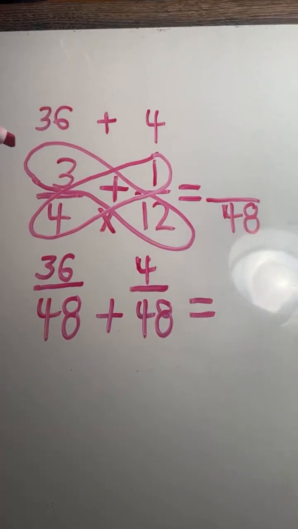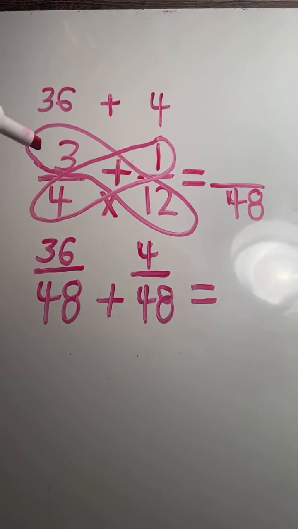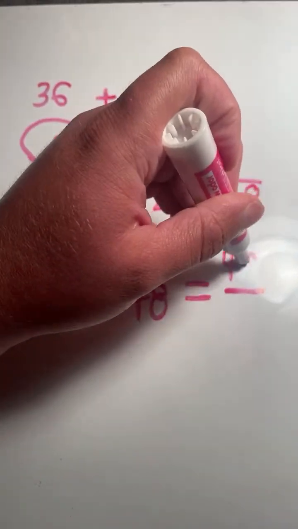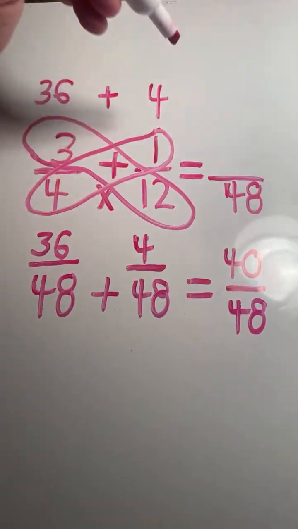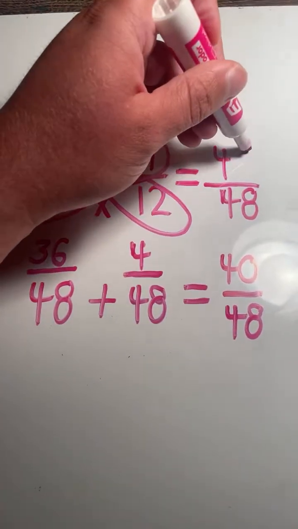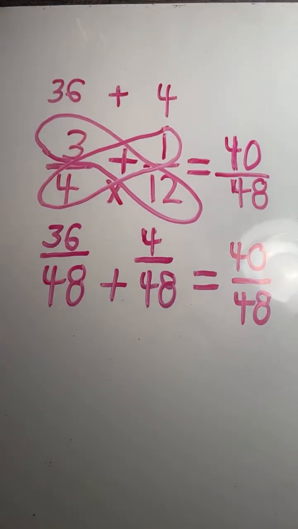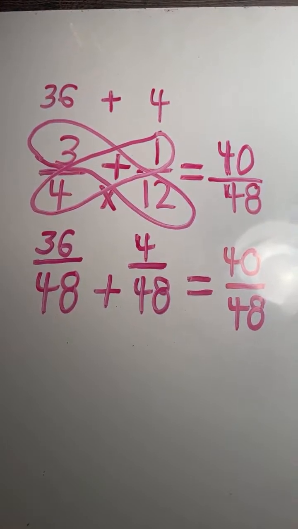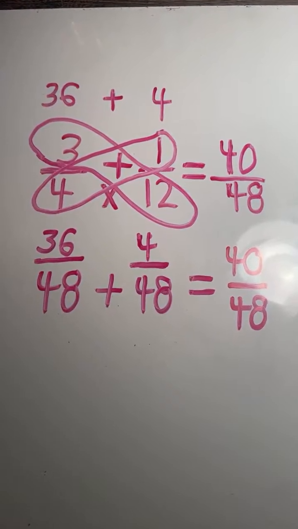And now that we have a common denominator, we are ready to solve the problem. So 36 plus 4 equals 40. Now that we have a common denominator, we can keep that the same. And we have our answer: 3/4 plus 1/12 equals 40/48.